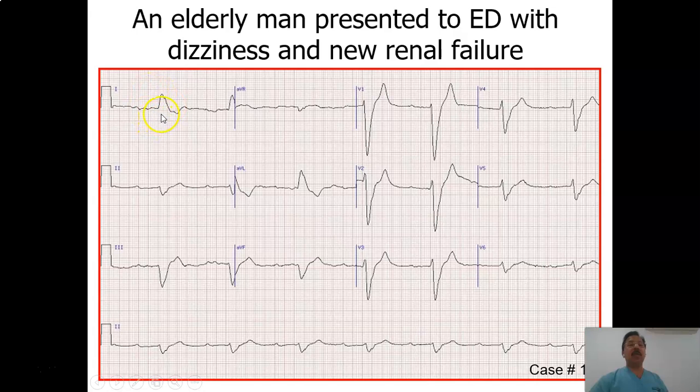Axis: in leads 1 and AVF, this looks like left axis deviation. Hypertrophy: in the presence of wide QRS complexes, hypertrophy should not be commented on. Any bundle branch block? There is a pattern of left bundle branch block, but it's not a typical left bundle branch block. It's a pattern. ST changes: this looks like ST segment elevation, but in the presence of wide bundle branches, that may be a normal finding.